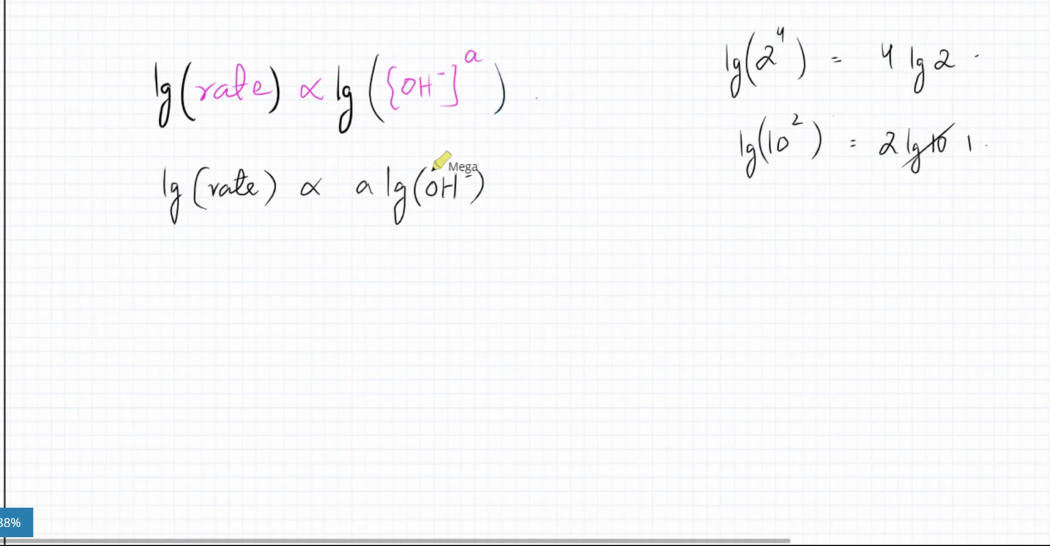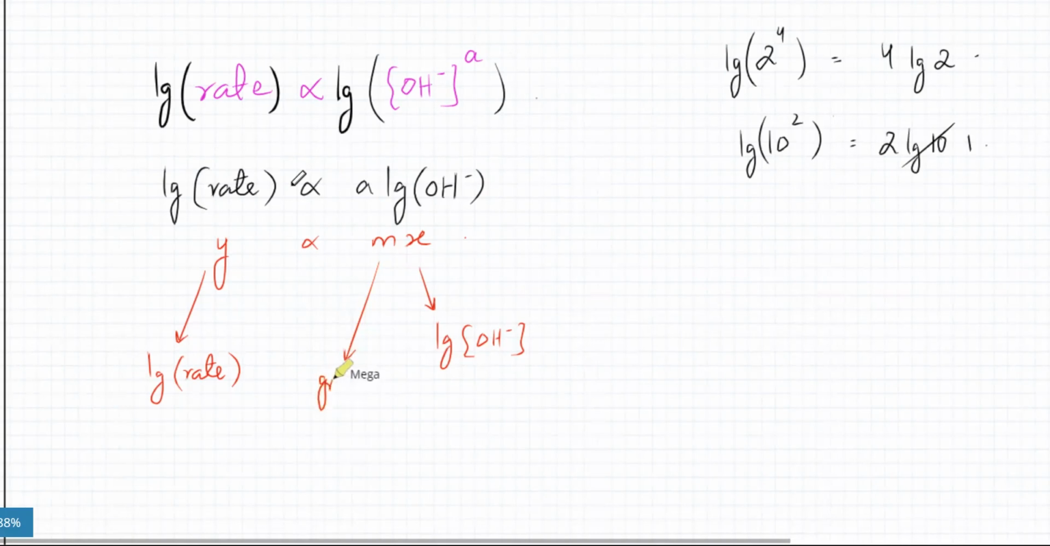log of OH concentration. When you take this, you get a relationship like y equals mx, or y proportional to mx. If I get rid of the proportionality sign, there's going to be a c. So that's basically y equals mx, and m over here is going to be your order. x is going to be the log of the concentration of OH ions, and y is going to be the log of rate. When you plot these two things, the gradient is going to be the order.